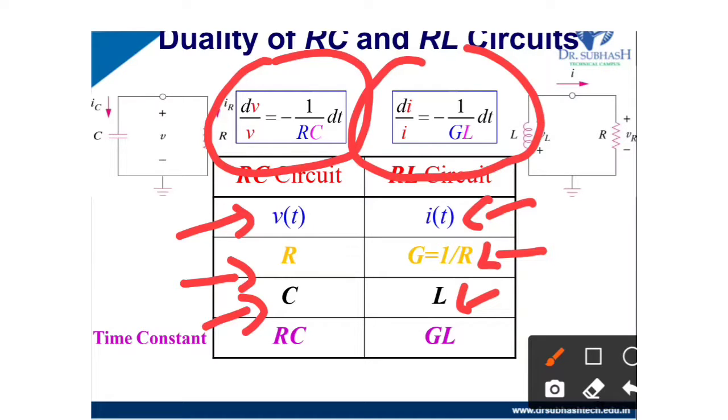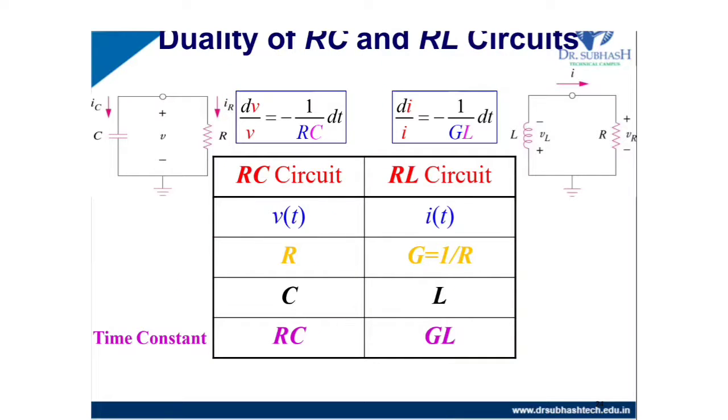Z equal to 1 upon R, so we can also say minus 1 upon ZL dt. So this is the summary of RC and RL. If we want to change RC to RL or RL to RC, we have to change V of t in the form of I of t or I of t in the form of V of t, R in the form of G and G in the form of R, C in the form of L and vice versa, RC and GL. So it is called the duality of RC and RL circuit.